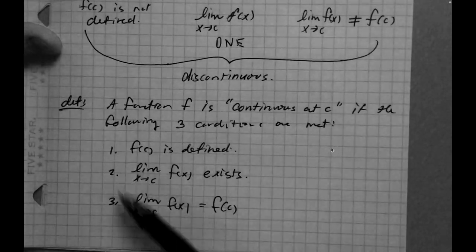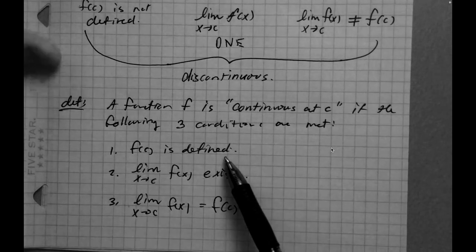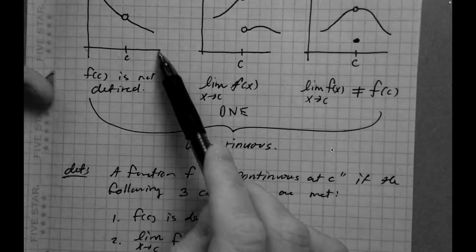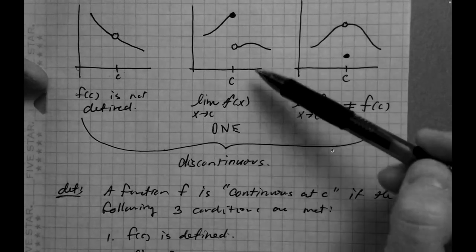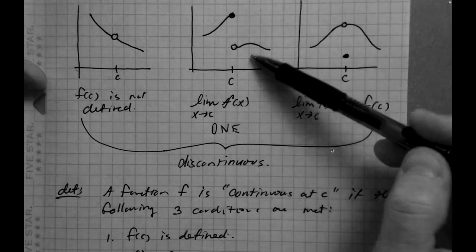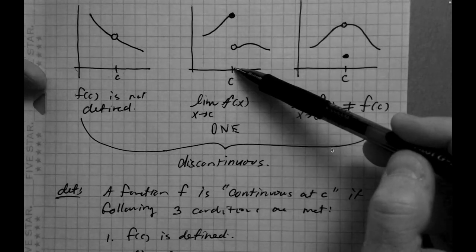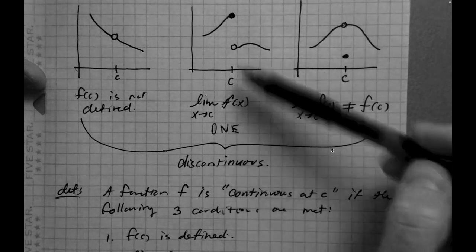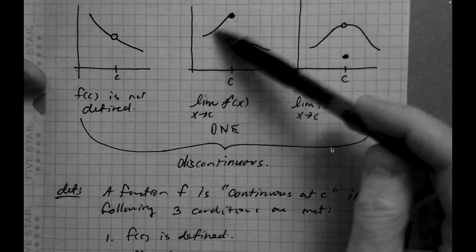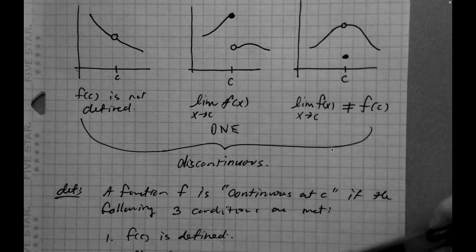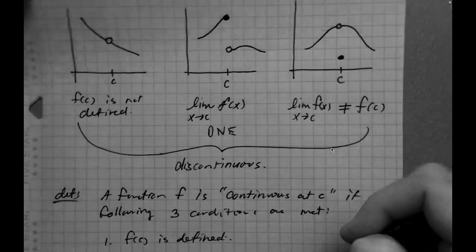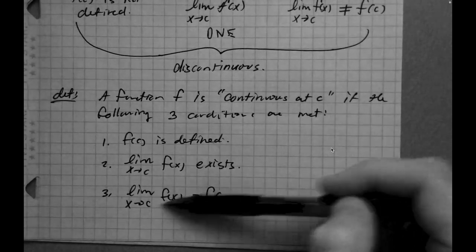But conditions 1 and 3 are not met, right? First of all, the function is not defined at c, and second of all, clearly the limit can't be equal to f of c since the function is not defined at c. What about this one? Well, here the function is defined at c, but the problem is that the limit doesn't exist. Right, your left and right hand limits do not agree, so you have no overall limit. And consequently, the third condition is also not met because the limit doesn't exist.